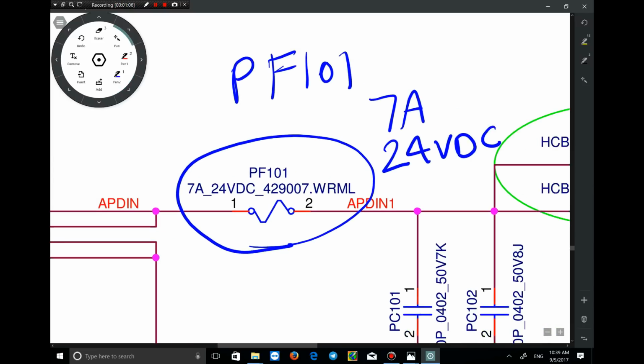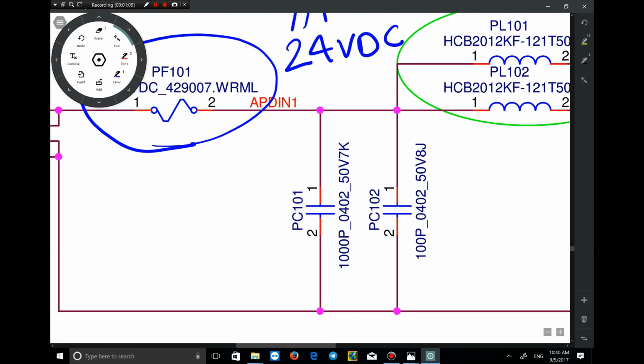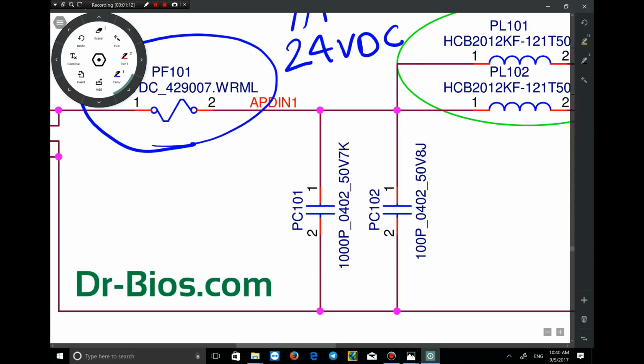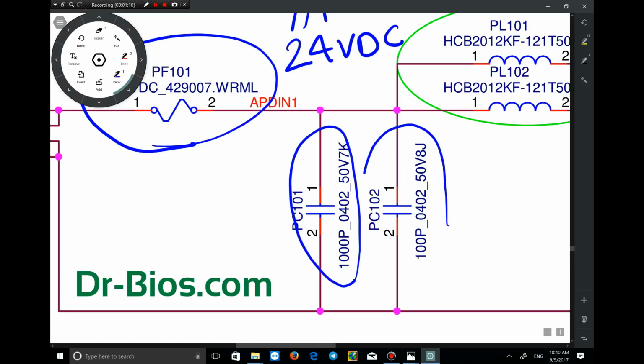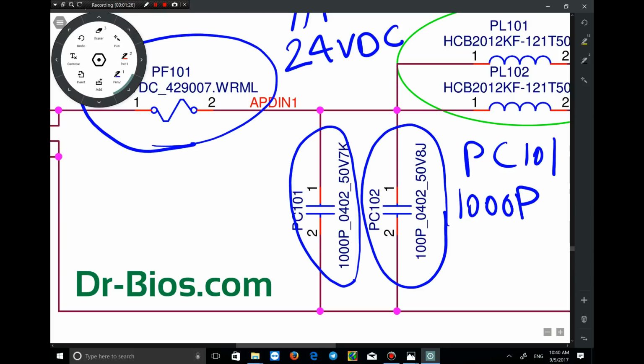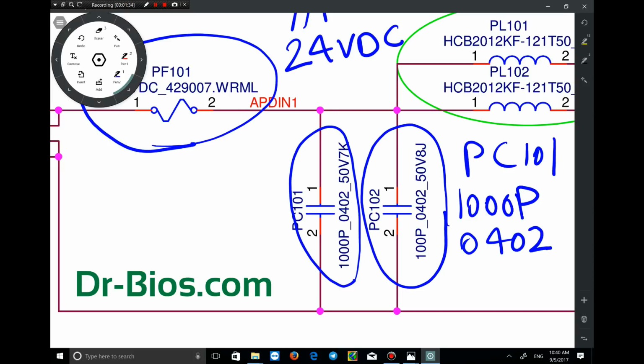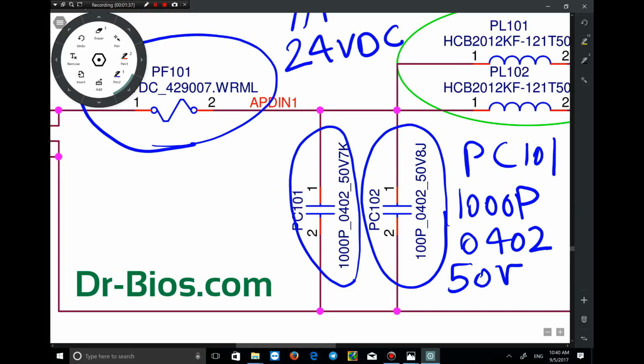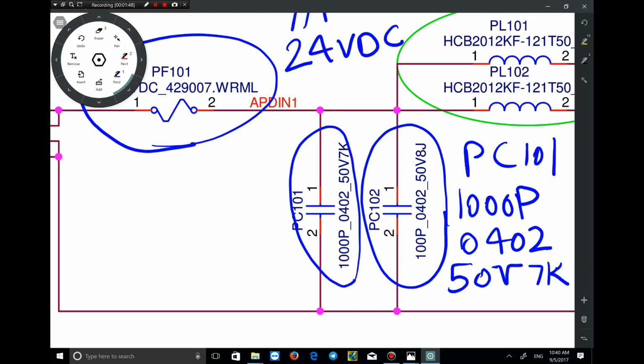The next component that I want to talk about is the capacitor. You can see two capacitors here, PC101 and PC102. PC101 has 1000 picofarad capacity, and 0402 is the standard size of the capacitor. 50V is its maximum working voltage, and the next letters are the capacitor's error percentage. PC102 has 100 picofarads with 50 volt. The maximum is 50 volt.